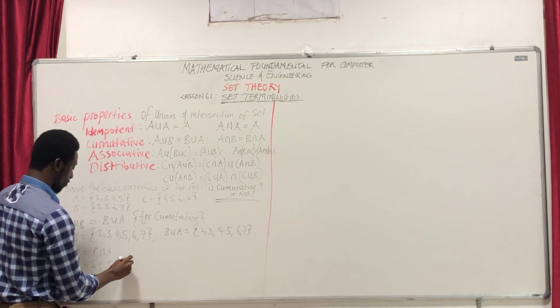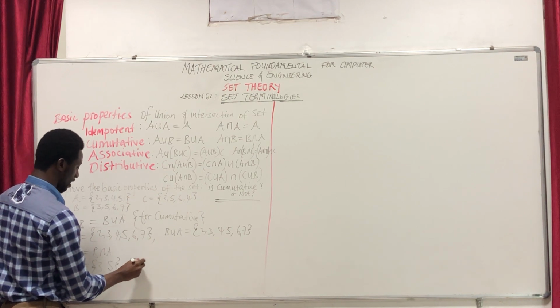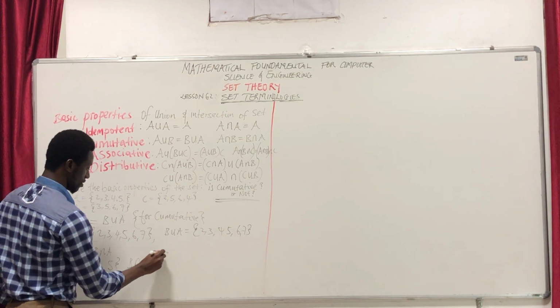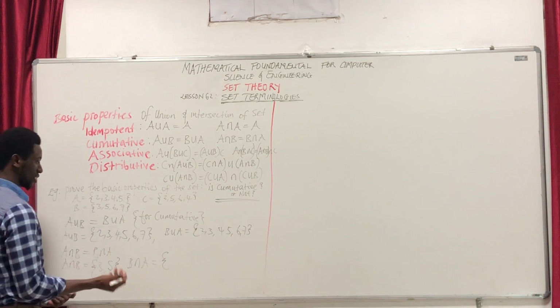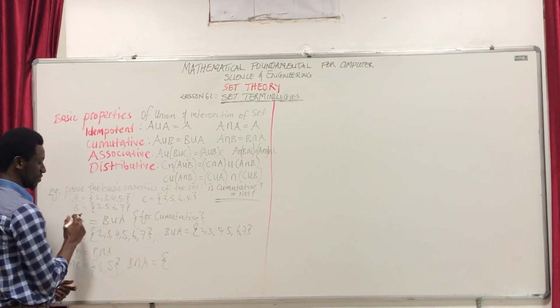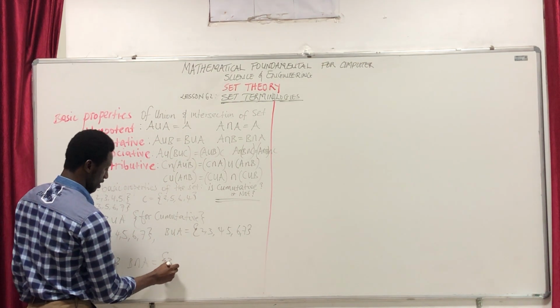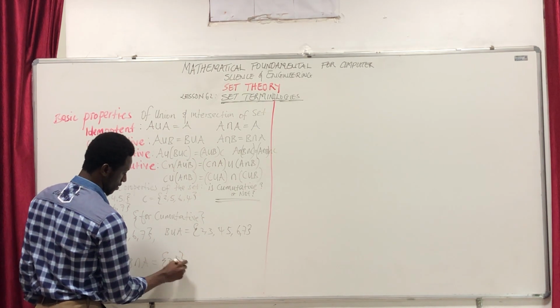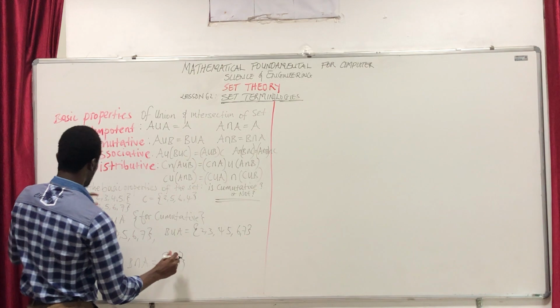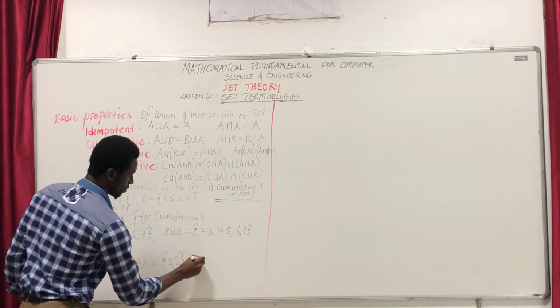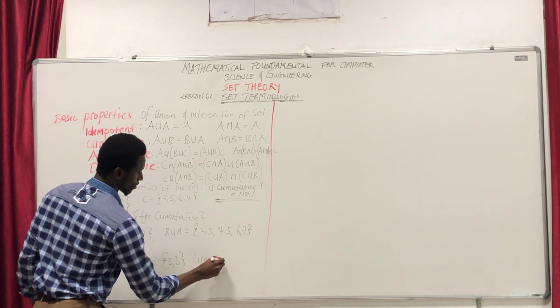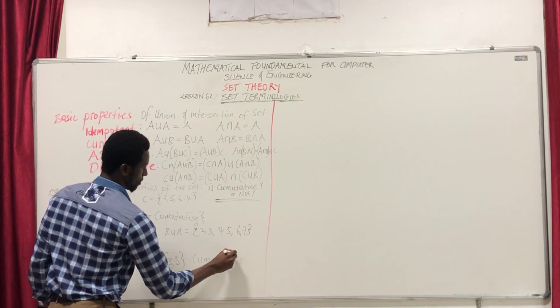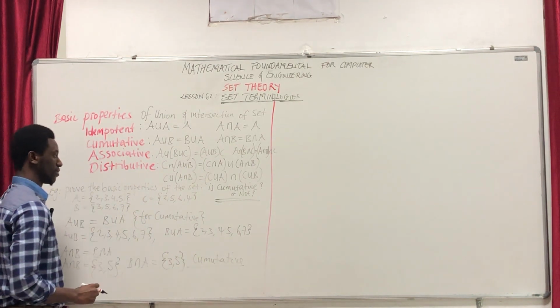We check again for B intersect A. It's the same, 3 and 5. Therefore, this is commutative. So the set is commutative.